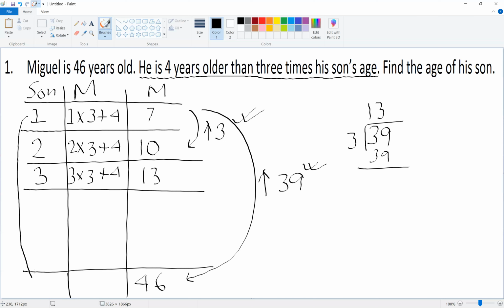So if you do it 13 times, this will become 13 plus 1, which is 14. And this will become 14 times 3 plus 4, which is 46.